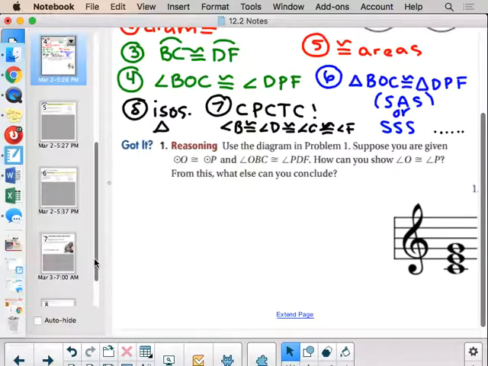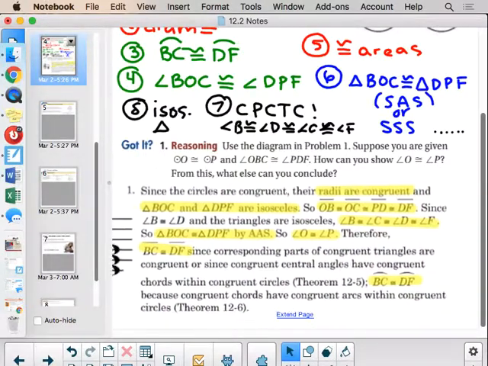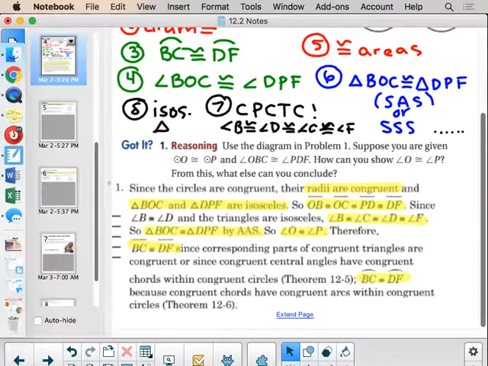Ready to look at this one and kind of chat about this one? Do you see kind of how we can go on forever and ever about all the things we can conclude? All right, so with this different given information, these are the things that I'm looking for here. Because the circles are congruent, we know the radii are congruent. Because the radii are congruent, you can say the triangles are isosceles. So we know all those different things create that long congruency statement. Then you know your base angles are congruent.